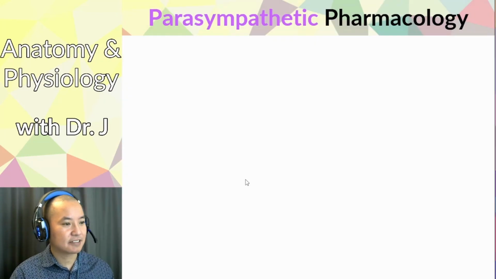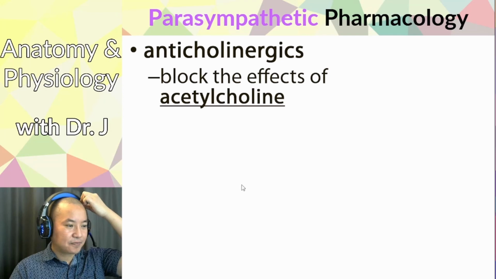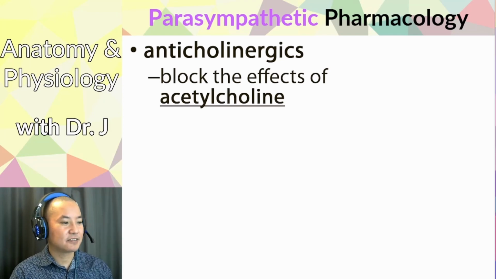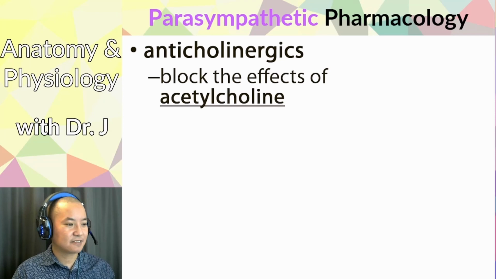Okay, let's talk about parasympathetic pharmacology. So there's a class of them called anticholinergics, and what they do is block the effects of acetylcholine. So that makes sense, like cholinergic sounds like choline. Anticholinergics block the effects of acetylcholine.